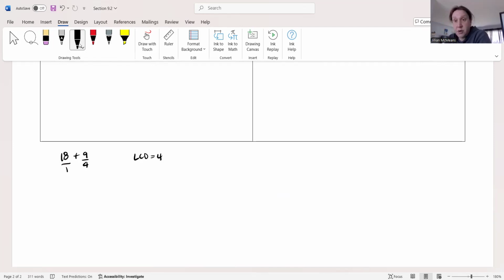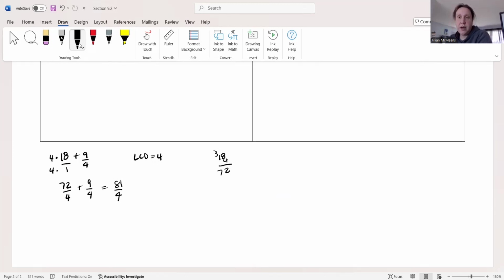So 9/4 already has the denominator of 4, okay? So we're good there, but we do need to rewrite 18 over 1. And in order to do that, I need to multiply top and bottom by 4, okay? Well, let's see here what this ends up being. 18 times 4 is going to be what, 70 something? Let me see here. 18 times 4, we get 72. Okay, so we have 72 over 4 plus 9 over 4 is 81 over 4.